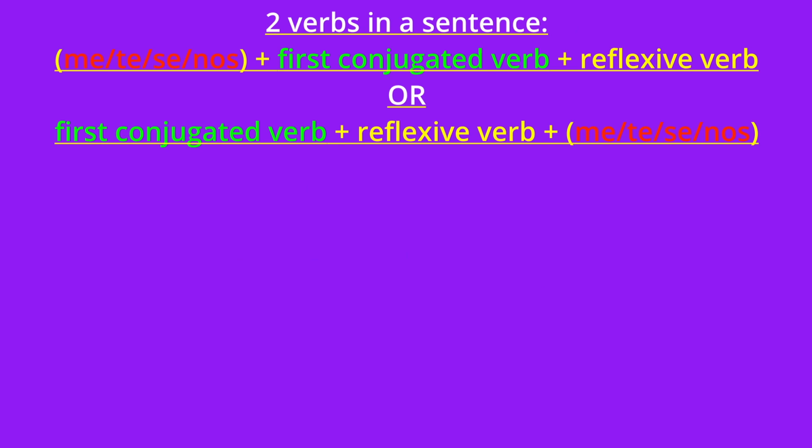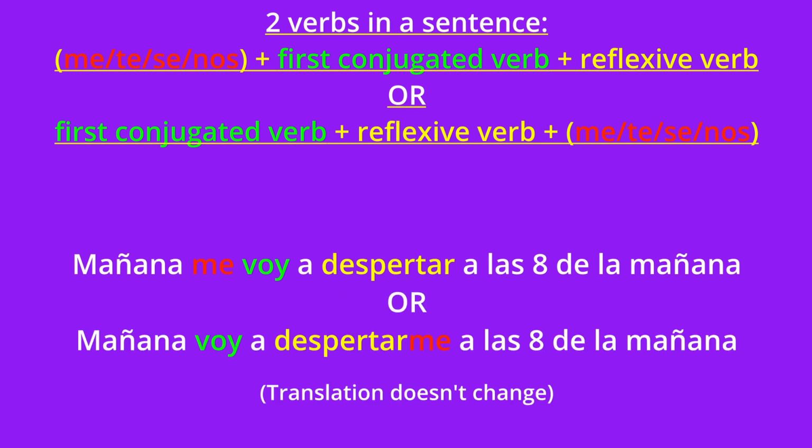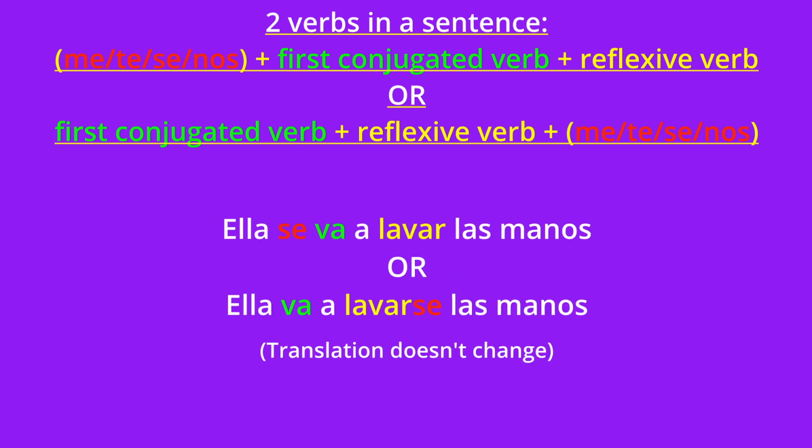But if we have two verbs that go one after another and the reflexive verb happens to be the second verb in a chain of verbs, we have more flexibility. For example, mañana me voy a despertar a las 8 de la mañana, or mañana voy a despertarme a las 8 de la mañana. Ella se va a lavar las manos, or ella va a lavarse las manos.